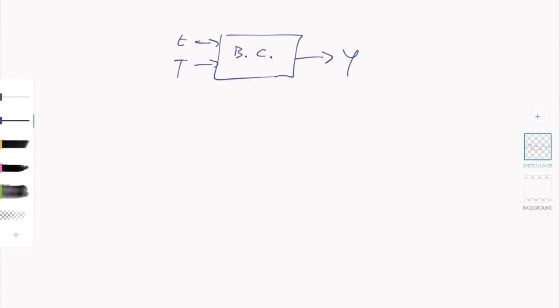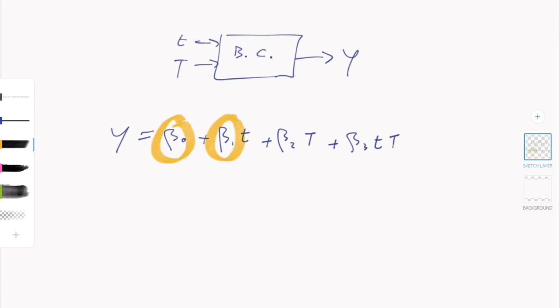Here it is. The mathematical model that we can use for this process is something like this. Y, that is our moisture, equals beta 0 plus beta 1 for time plus beta 2 for temperature plus beta 3 that multiplies time and temperature. Okay, these betas here are just coefficients, and they are numbers that multiply time, temperature, and their interaction. Here it is. This is the interaction.